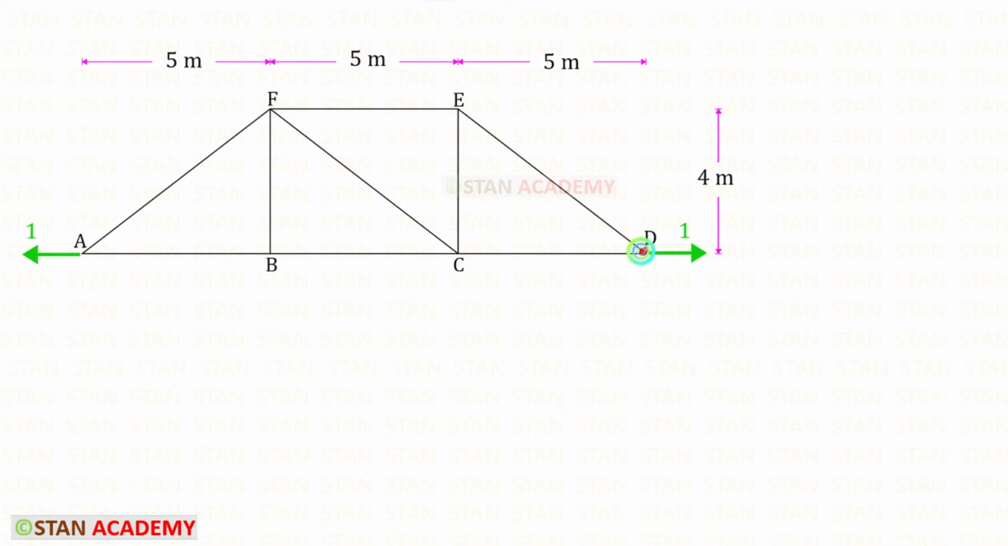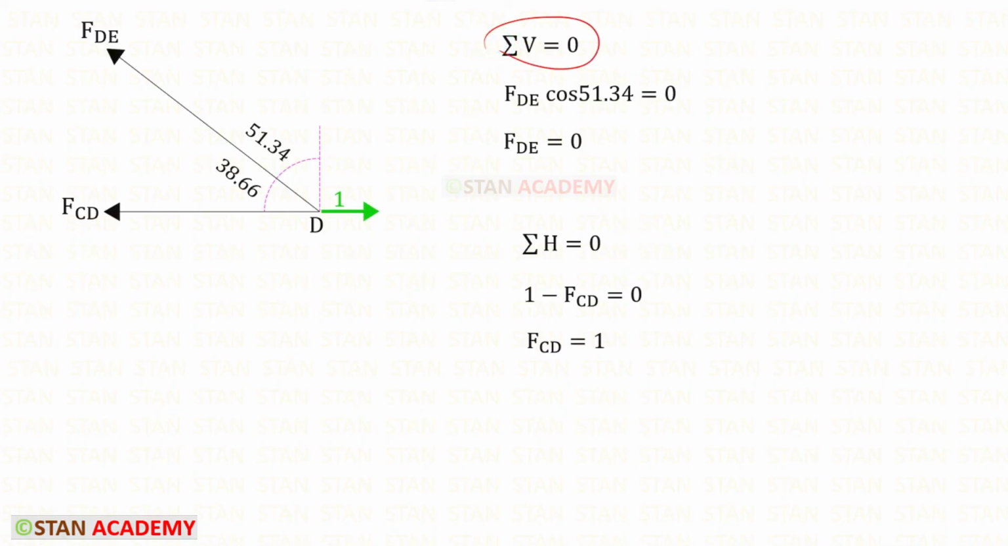Let us take the joint D and find the member forces. Let us use this rule. We will come to know that FDE will be 0. Otherwise, you can apply shortcut. These shortcuts, as I told you already, I have made a separate video. You can click the link and watch that video.